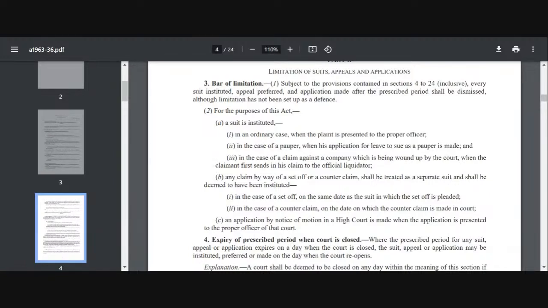It will be allowed. Very good. Why? Because of section 4, I already told you. Who controls section 3? Sections 4 to 24. Section 4 is where, even if your limitation period is expiring on the day when the court is closed, you can institute your suit, prefer your appeal, or make an application on the day when the court reopens. When the court reopens. See section 4 once.